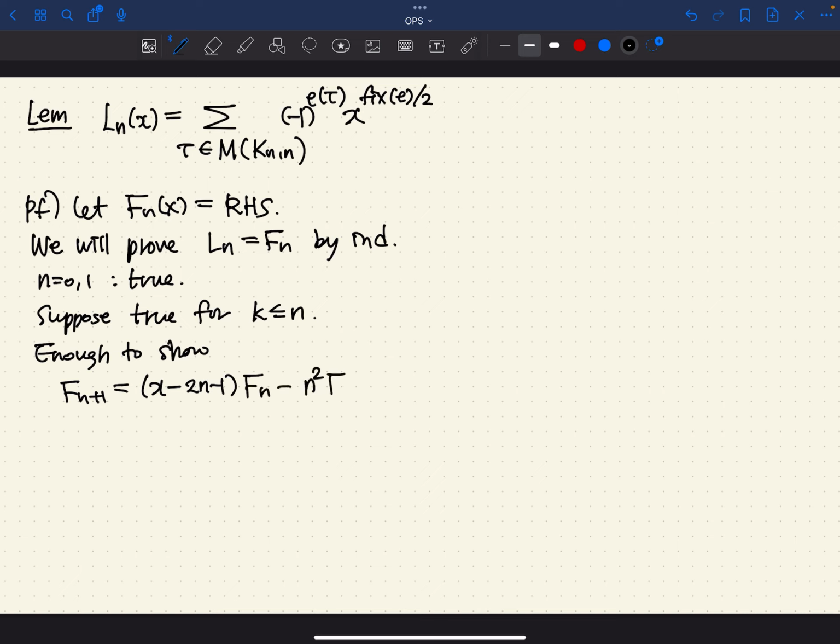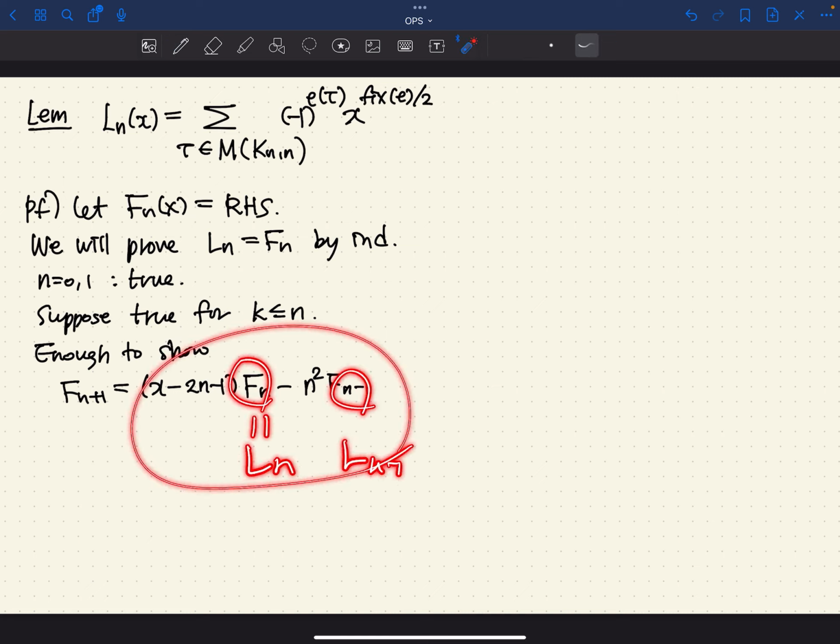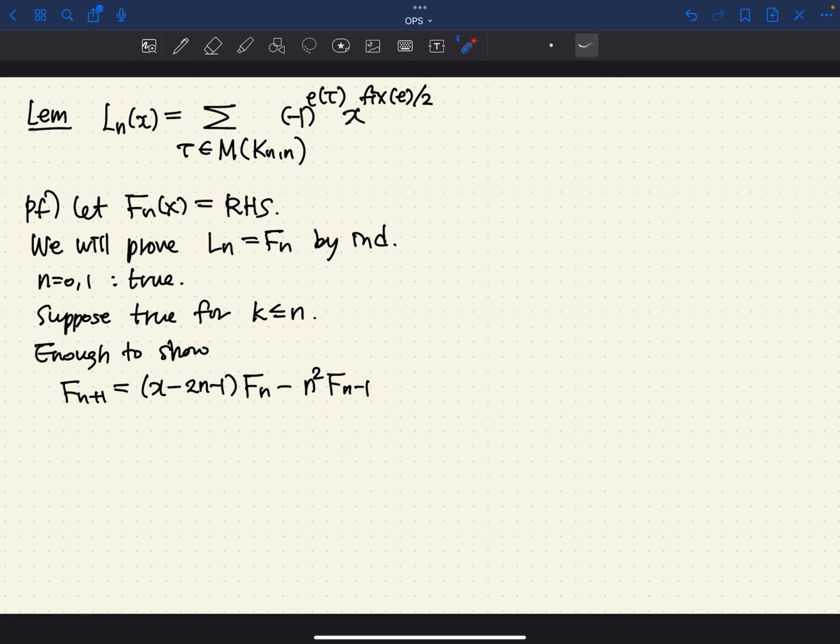N squared f_{n-1}, because then this is l_n, this is l_{n-1}. The recurrence gives us this, so that we have the result holding for n plus 1 as well. Then, for simplicity, I'm going to write this just as a single letter, W, instead of writing this all the time. And then we're going to express this in a different way.